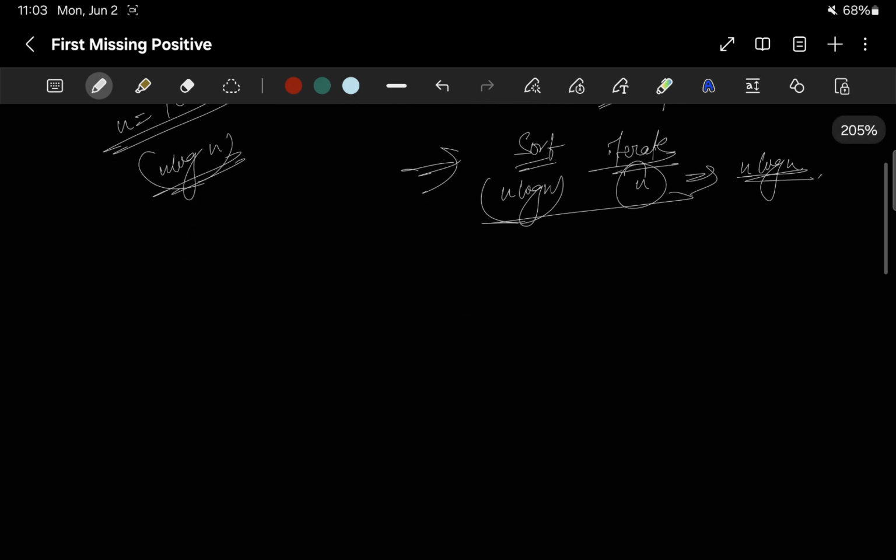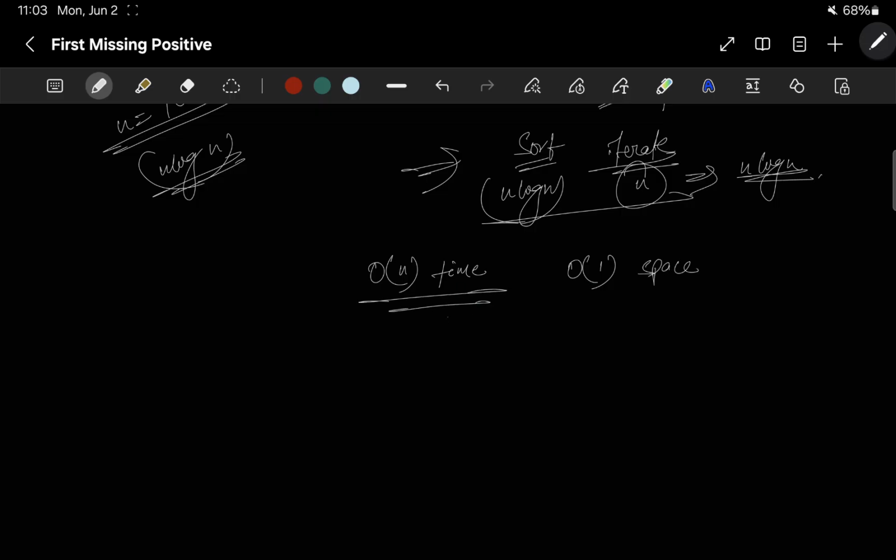The problem statement says you must implement an algorithm that runs in O(n) time and uses O(1) auxiliary space. Okay, O(n) time and O(1) space. If it was only O(n) time and no constraint on space, then you could have easily used a map and you could have compared it with current. Again, no need to sort. It will be order of n time, but space will be order of n also.